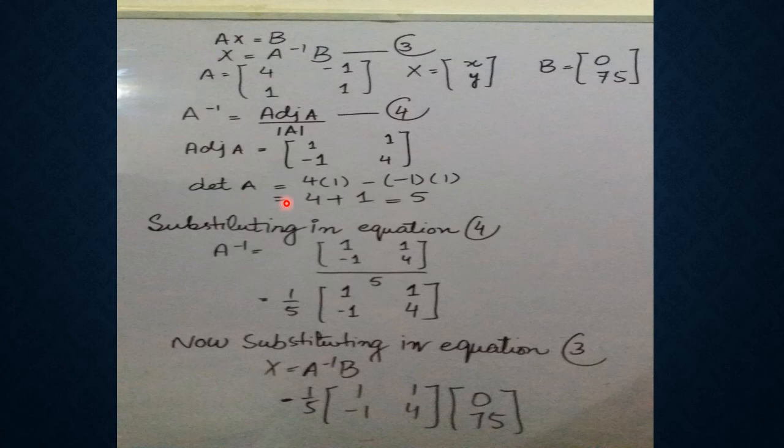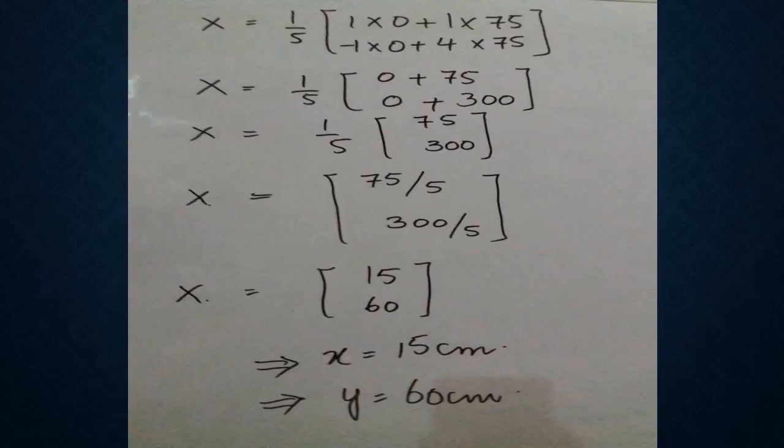Now find the determinant of A, which is equal to 5. Now find the A inverse: adjoint divided by determinant. So this is the A inverse. Now multiply A inverse with b. We get 75 and 300. Now 75 divided by 5 and 300 divided by 5, so this is equal to 15 and 60. x is equal to 15 centimeters and y is equal to 60 centimeters.